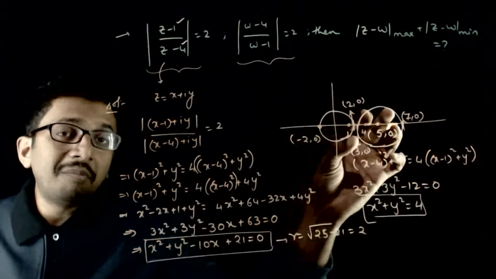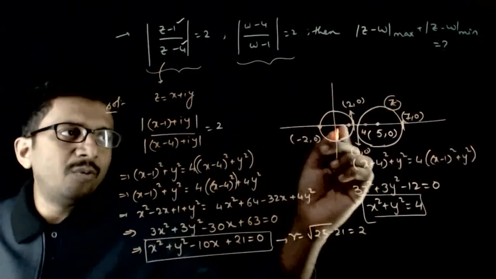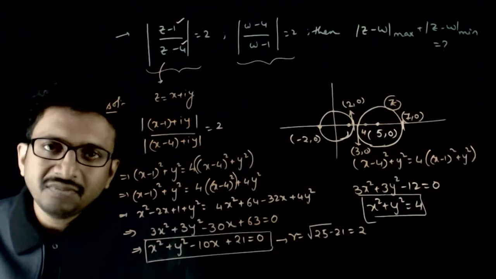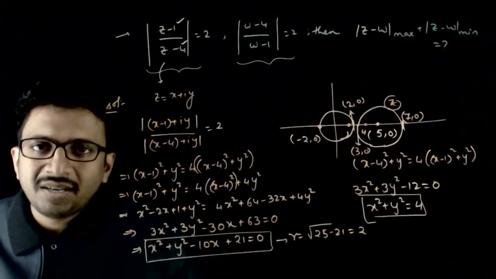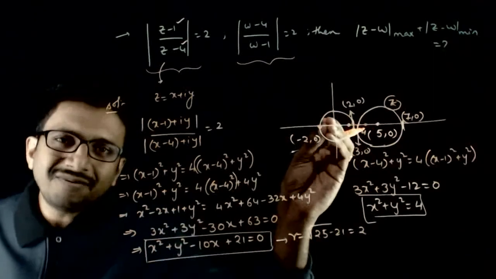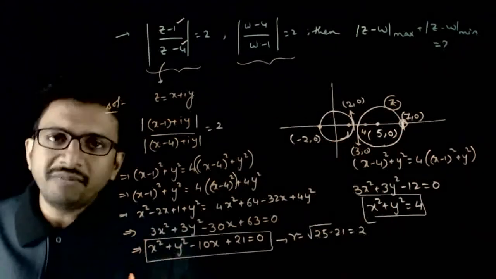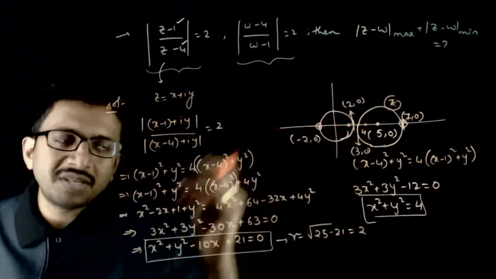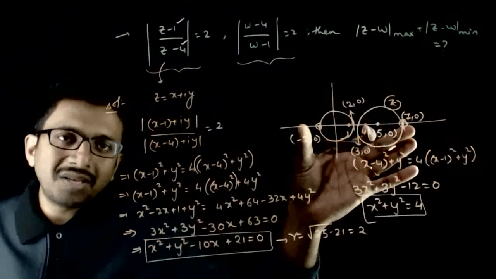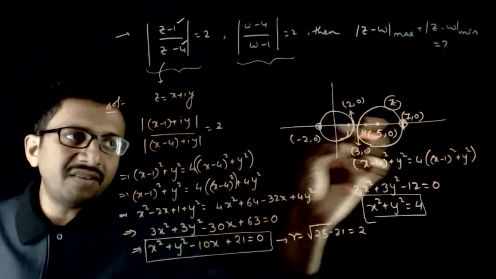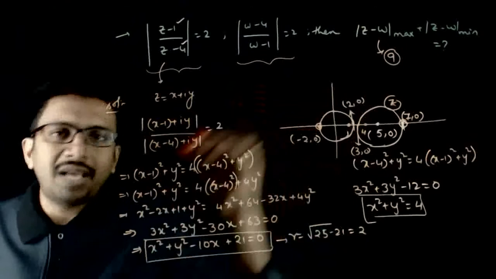Now z is any point on this circle and omega is any point on this circle. What is the maximum distance between z and omega? If you want the farthest points on these two curves, z should be as far as possible from omega and omega as far as possible from z. So these should be z and w so that the distance is maximum. This is 7 and this is minus 2, so the total distance is 9. The maximum distance between z and w will be 9 units.